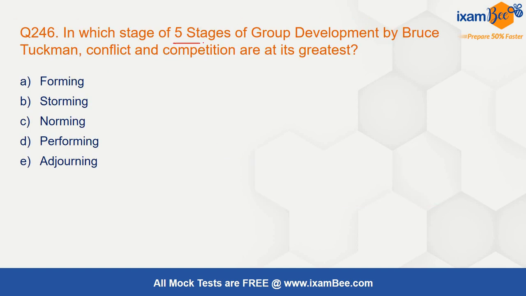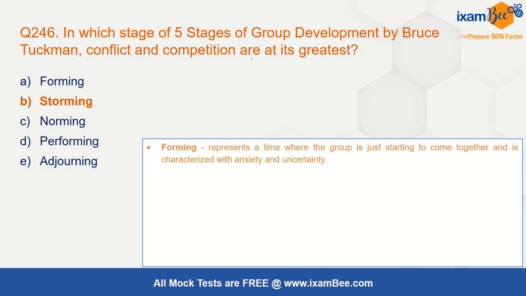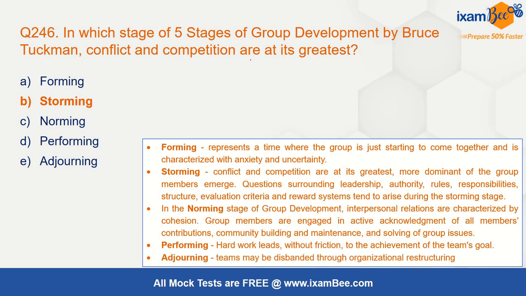In which stage of the 5-stage group development by Bruce Tuckman are conflict and competition at their greatest? Management question. So these 5 stages are forming, storming, norming, performing and adjourning. Storming, there is conflict at the height.